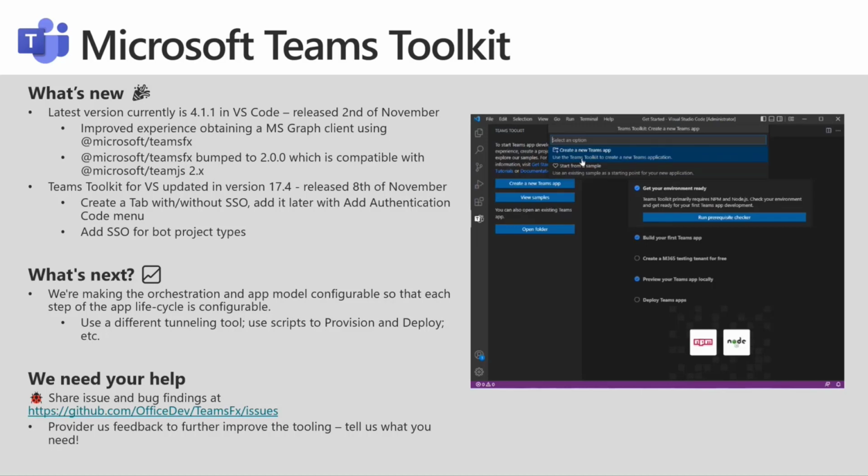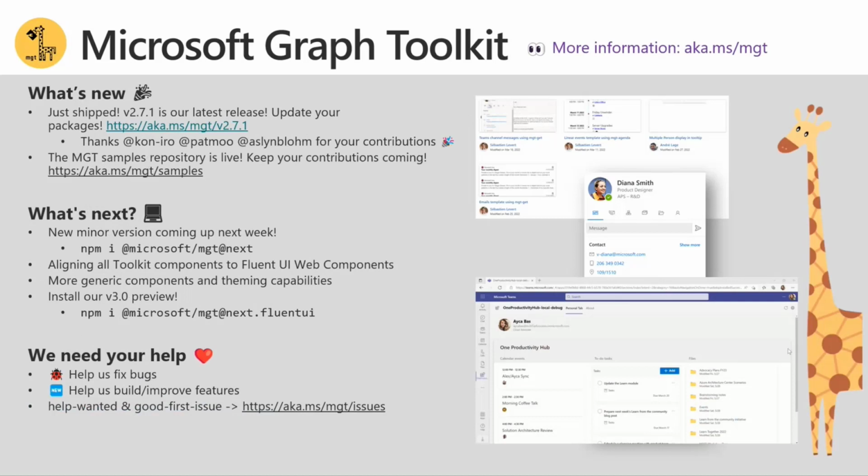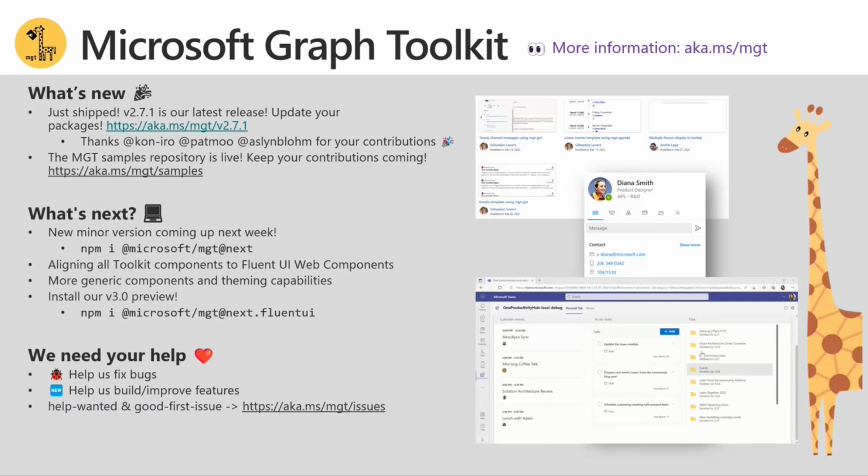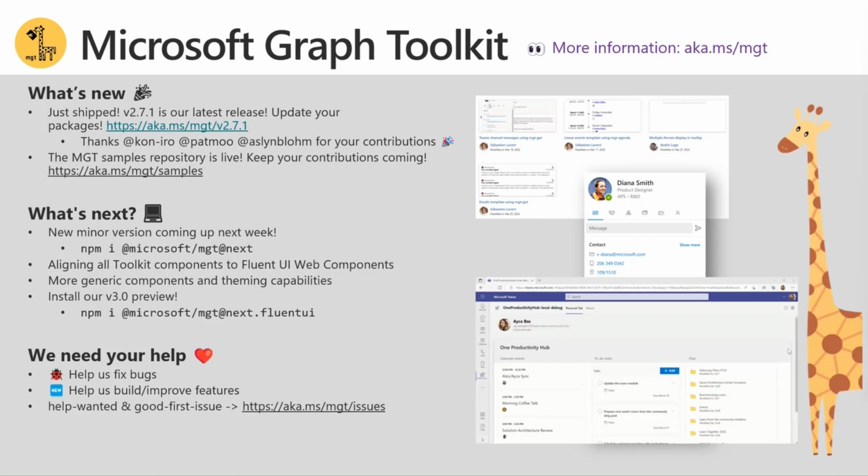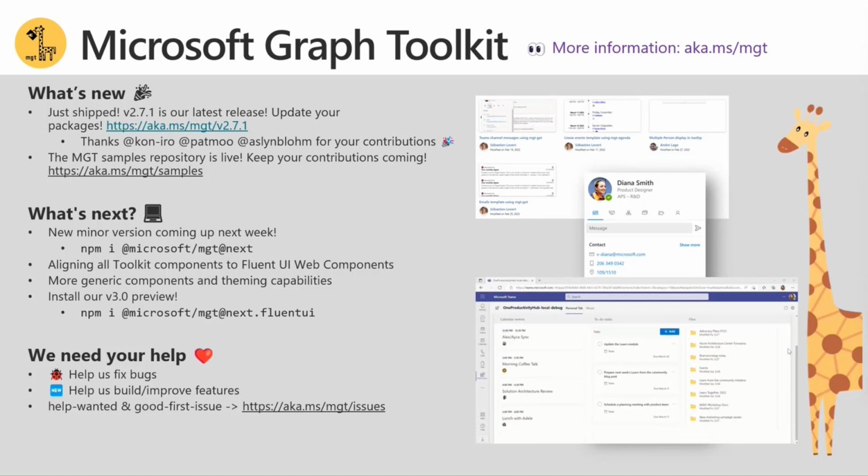Awesome. Thanks, John. Fabulous update, and excited to see this as part of the lineup of updates as well. So thank you. All right, let's move into Microsoft Graph Toolkit. There are some new updates. 2.7.1 just shipped. And so we're excited about that. Thank you to a number of people for your contributions. The MGT samples repository is live and well, so keep those contributions coming.